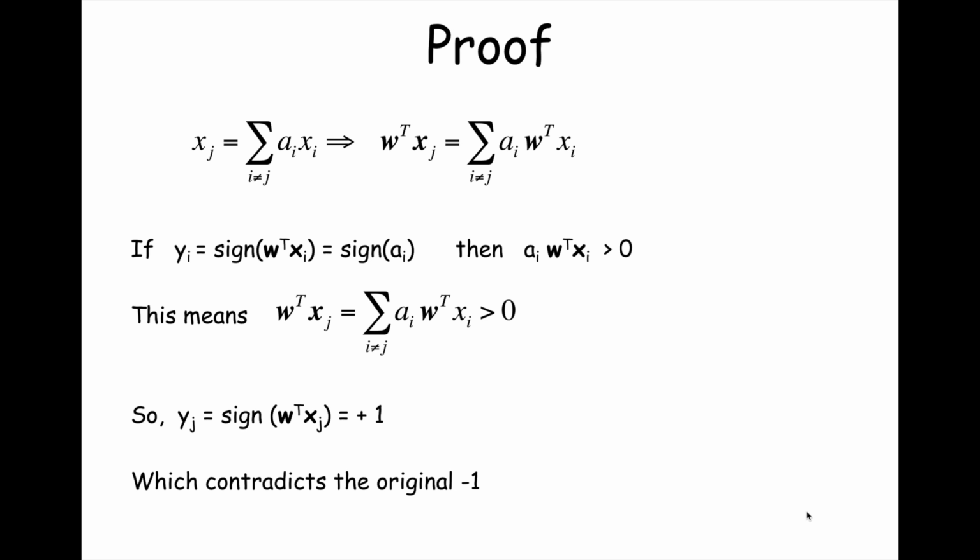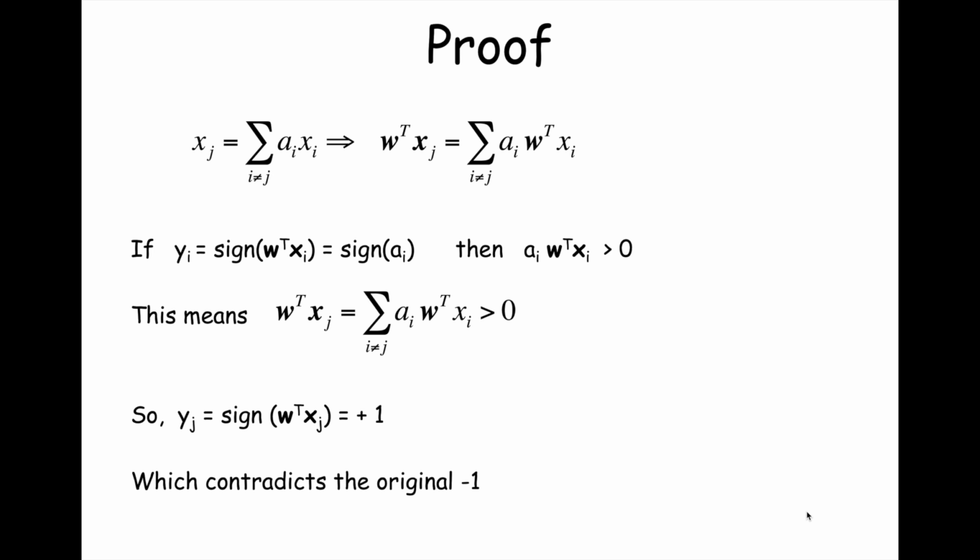Because sign of W transpose x is going to be the class label. And if that class label is positive, then that W transpose x has to be positive, okay? Now, if we take a positive quantity, W transpose x, and multiply by ai, which is also positive, that means that term in the sum, ai W transpose xi, is going to be positive, right? Okay, so let's take into consideration those terms for which ai is negative.